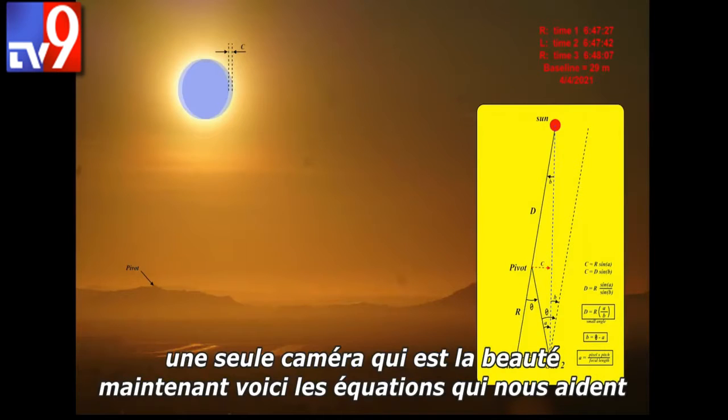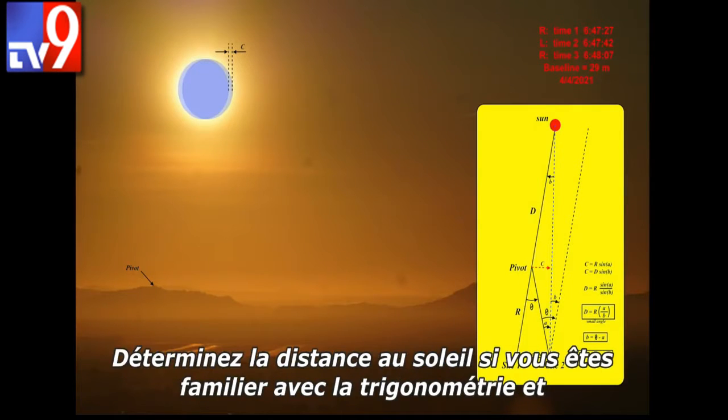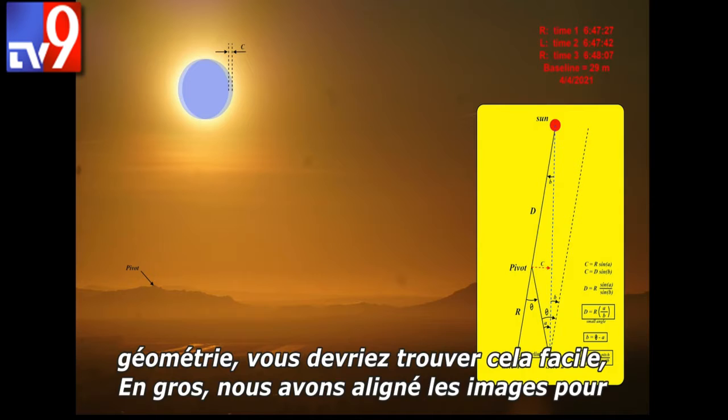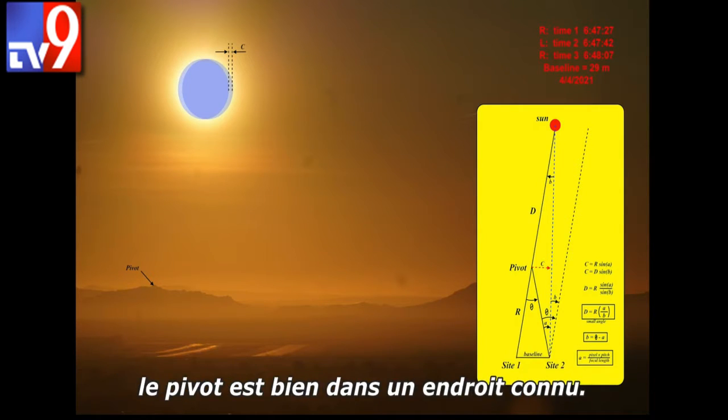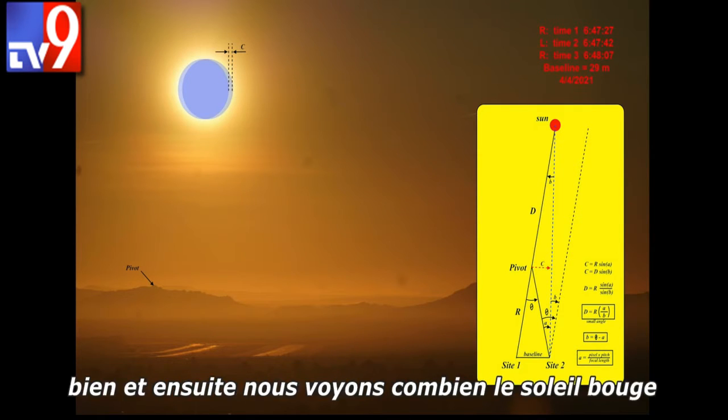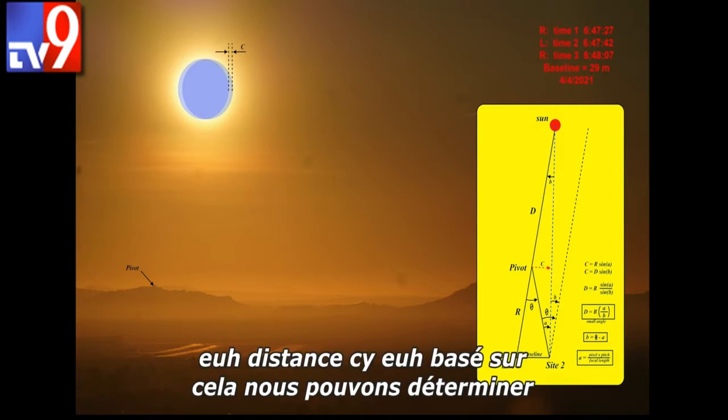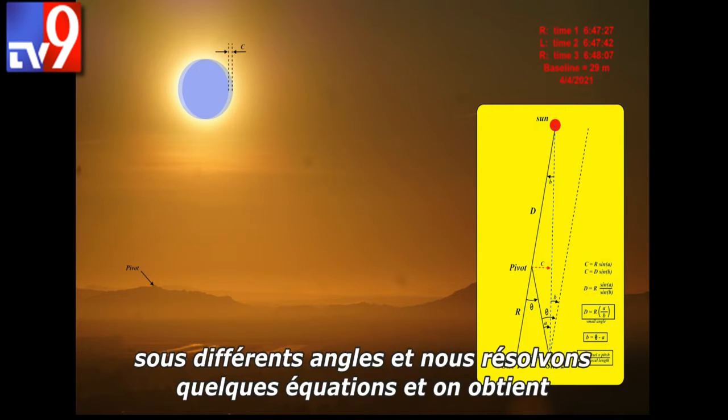Now here's the equations that help us determine the distance to the sun. If you're familiar with trigonometry and geometry, you should find this easy. Basically, we've aligned the photos to the pivot, okay, at a known location. Okay, and then we see how much the sun is shifting, distance c. And based on that, we can determine a number of angles and solve some equations. And we derive our equation.